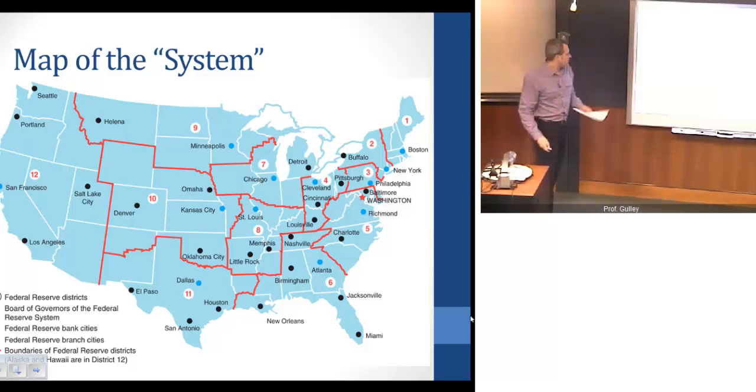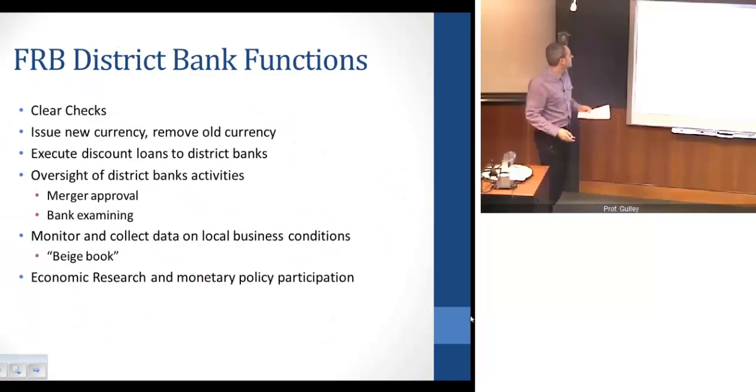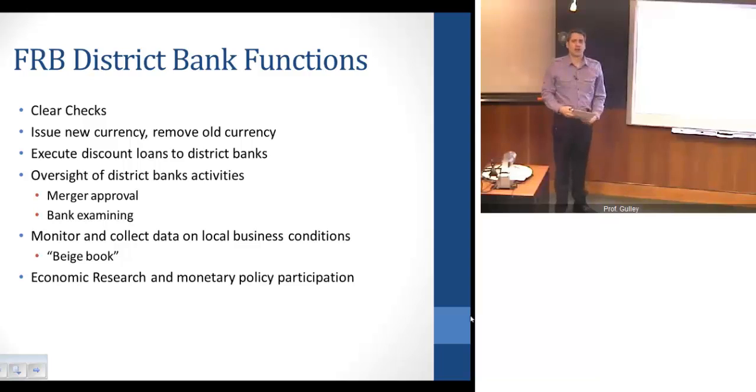In addition to giving input into monetary policy, district banks do a lot of other things. They clear checks. So if you write a check in one region of the country and cash it in another, those regional central banks work together to make the funds flow through the banking system. They issue new currency and remove old currency. So if currency gets worn out over time, they replace that.